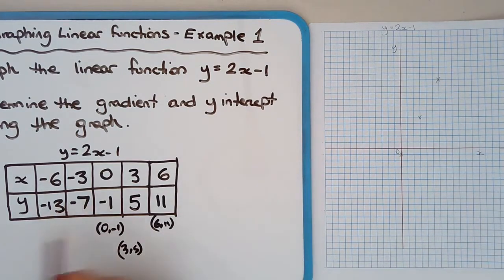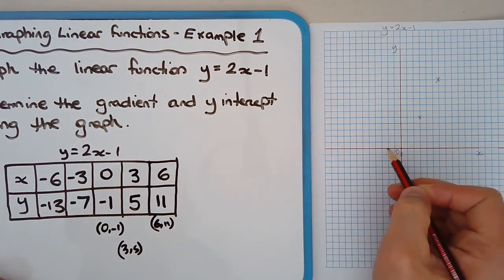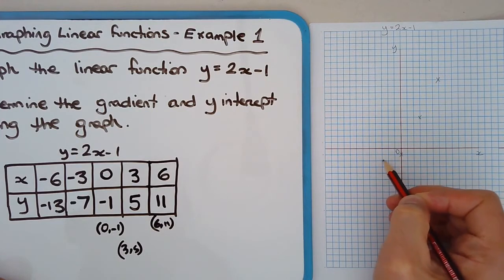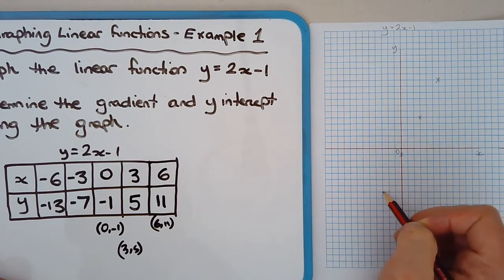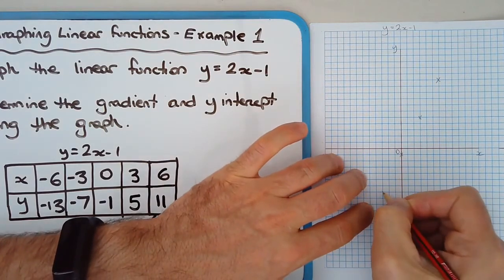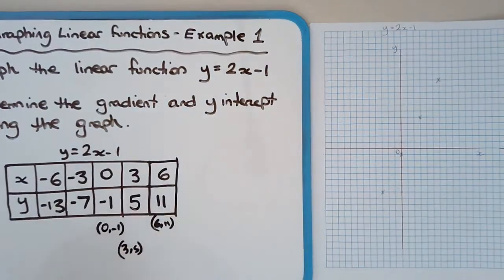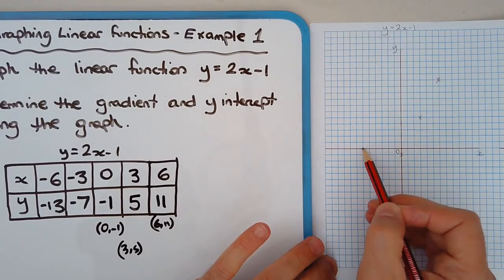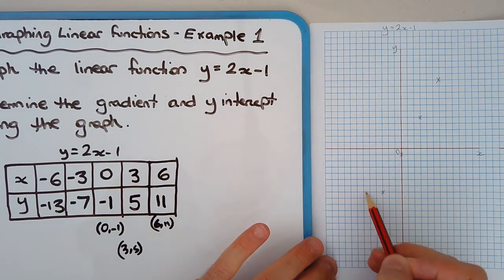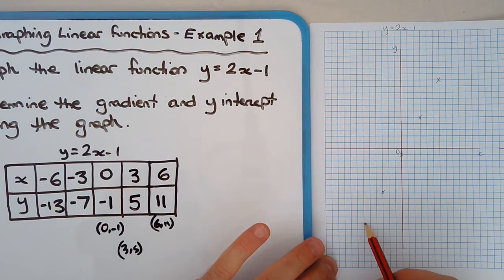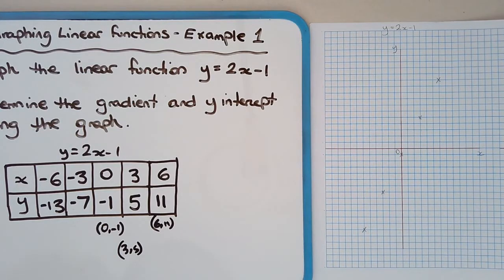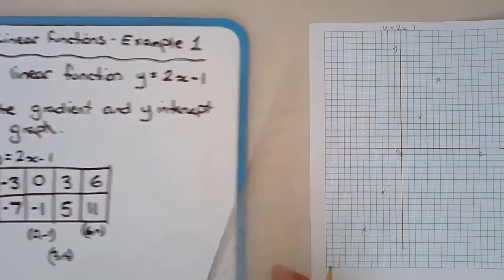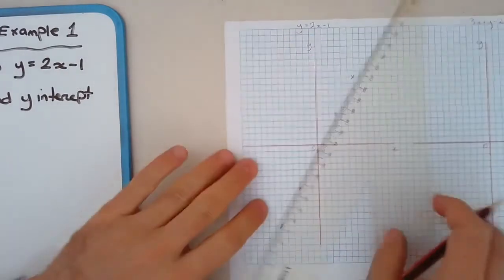All right, and just to complete the picture, let's plot the other 2 points: -3, -7. 1, 2, 3. That's -3, -1, -2, -3, -4, -5, -6, -7. And -6, -13. Okay, so -4, -5, -6. There's -7, -8, -9, -10, -11, -12, -13. Right, now if you've done this correctly, just move that out of the way. The points should line up.